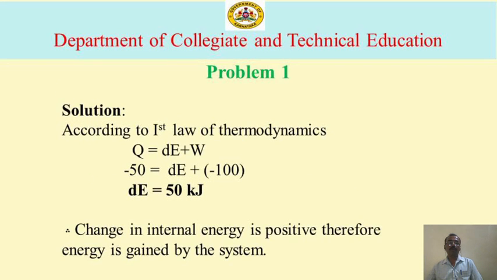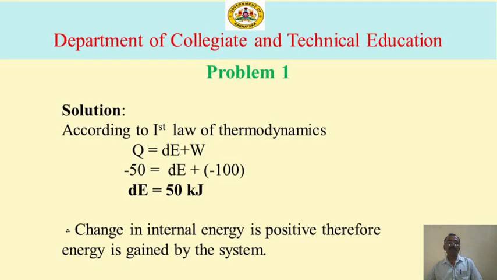Next, solution. According to the first law of thermodynamics, Q is equal to delta E plus W. Q is the heat supplied, delta E is the change in internal energy, and W is work done. Here Q is minus 50, as in the given data, is equal to delta E plus minus 100. Therefore delta E is 50 kilojoules.